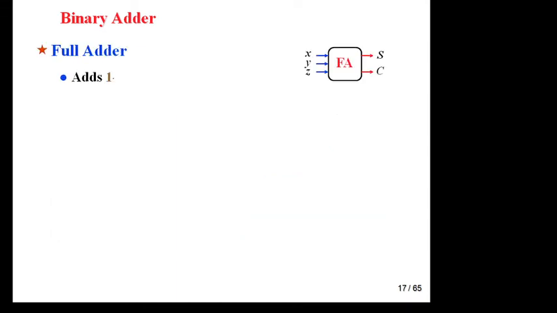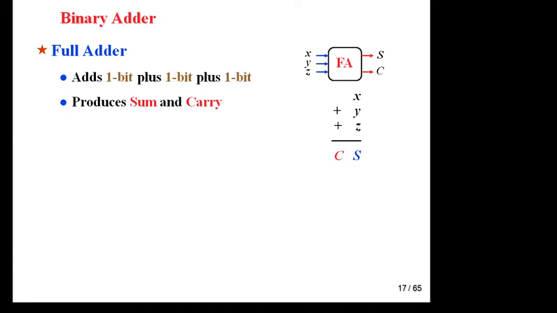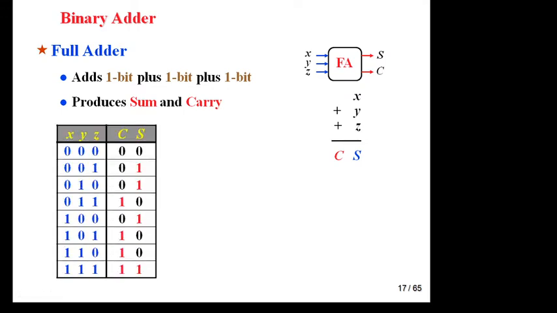Okay, full adder. In full adder now there are three inputs, two for input and one for previous carry. Again there will be two outputs, sum and carry. It adds one bit plus one bit plus one bit. This one bit is the carry, for carry. Okay, now just draw the truth table. This is your truth table.